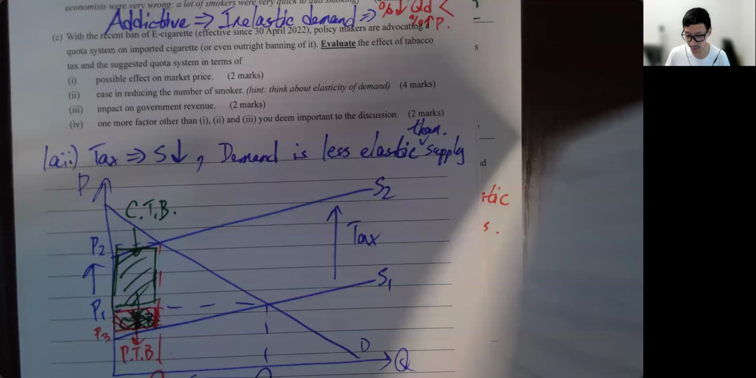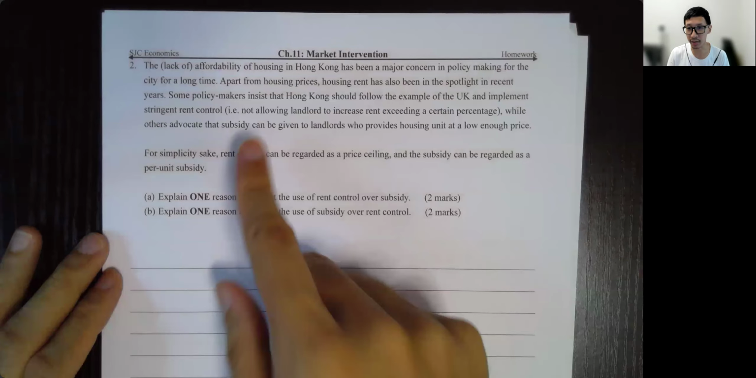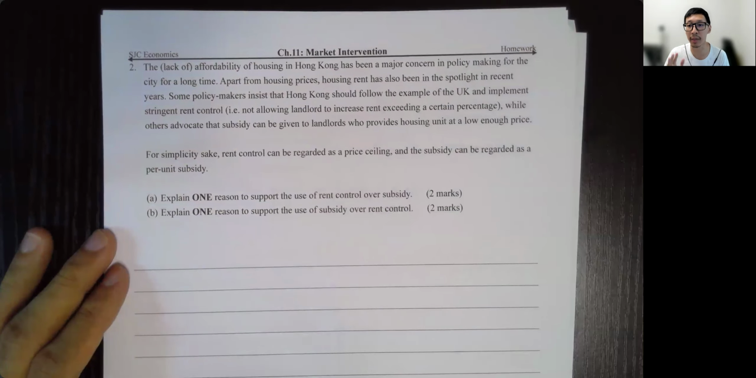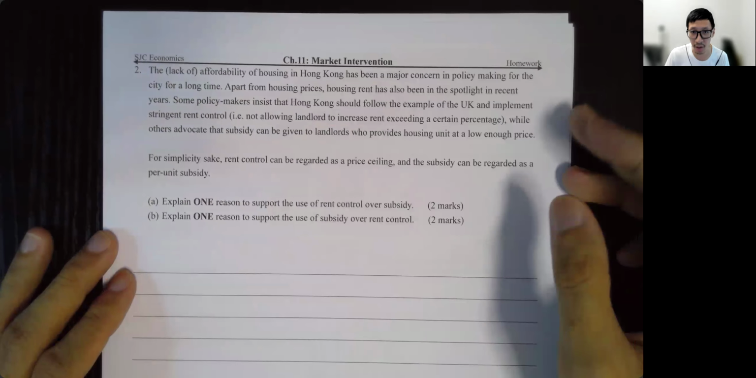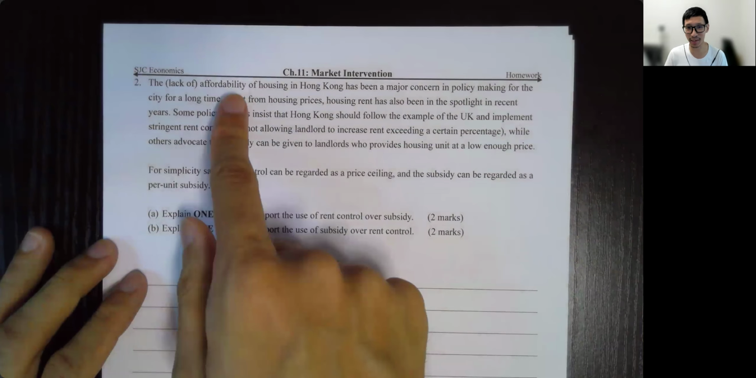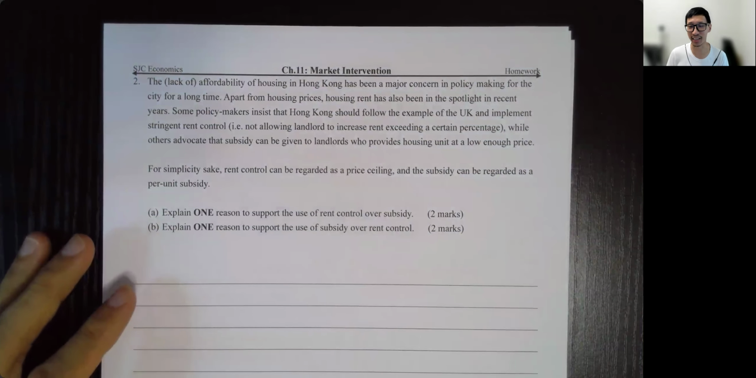Okay, now finally, let's go to the which one? Okay, I think it's this one. Yeah. Let's go to the final question. This one. Okay, you see a very long paragraph only asking you a little bit, right? Because I don't want to make the homework too difficult for you, right? It says the lack of affordability, okay? Not affordability, but the lack of affordability of housing.